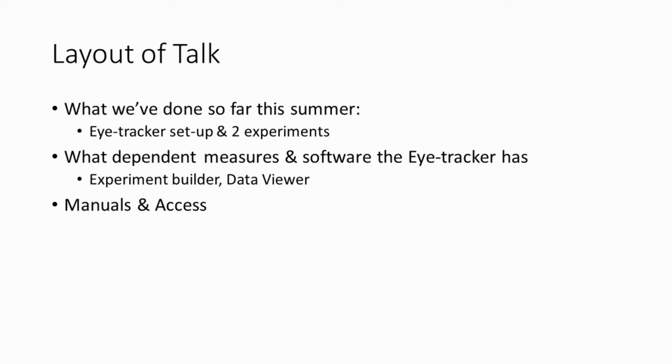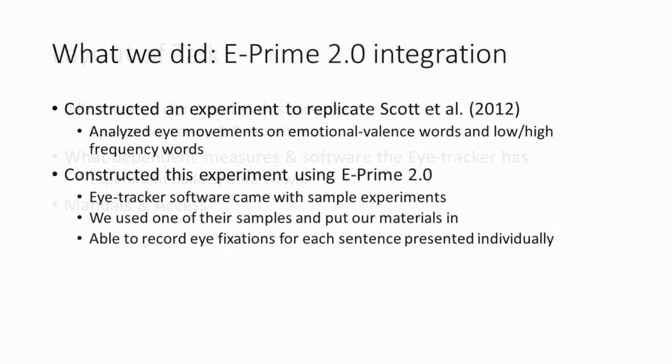So just some of the main points that I want to cover. We ran some preliminary experiments just to make sure that the system works, that we're getting the right type of DVs and that it does track people's eyes correctly. Then I'll give an overview of the eye tracker, a list of the measures, or some of them at least, the software that came with it, like a different experiment builder, as well as a data viewer program that you get your data from. Then Katy's going to go over some of the manuals on how to learn how to use the eye tracker, how to get access, how to schedule using it, and then some frequently asked questions.